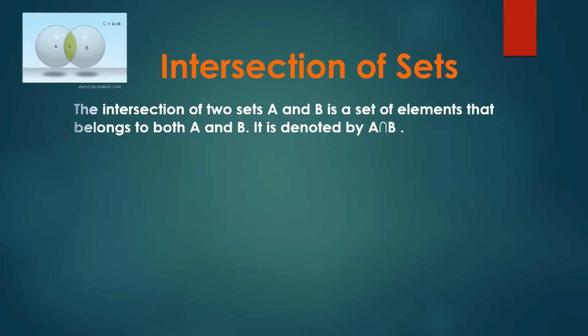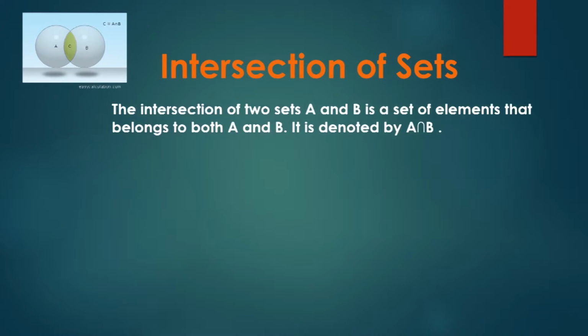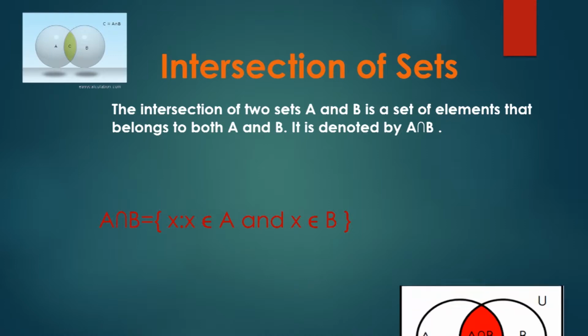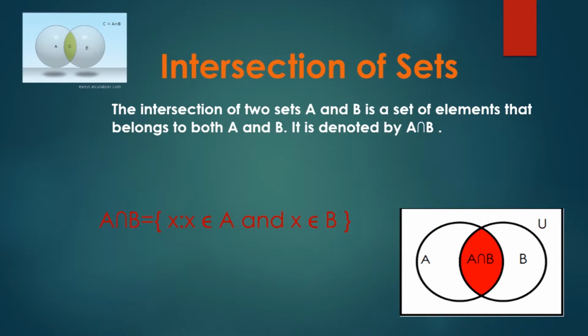Intersection of two sets A and B is a set of elements that belongs to both A and B, that is, the common elements of A and B. It is denoted by A intersection B. Symbolically, A intersection B is equal to X such that X belongs to A and X belongs to B. Red part in diagram describes the intersection of A and B.